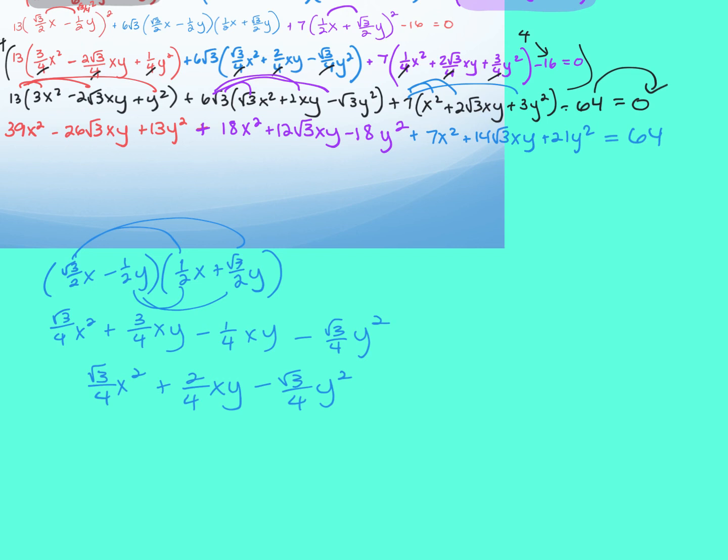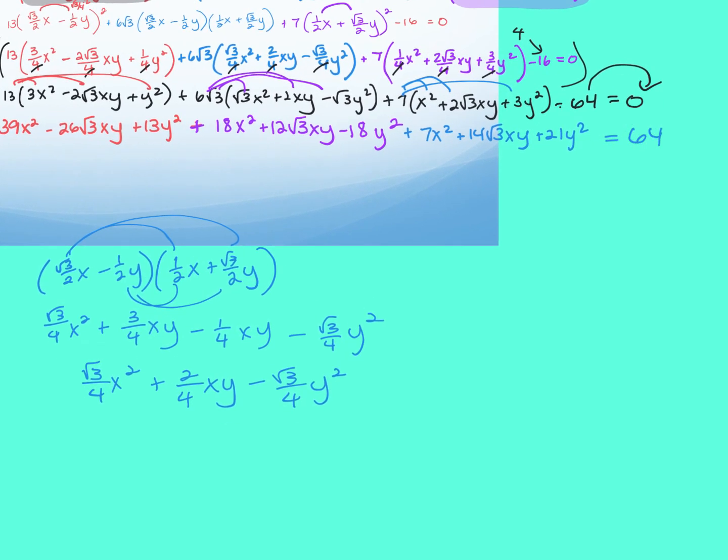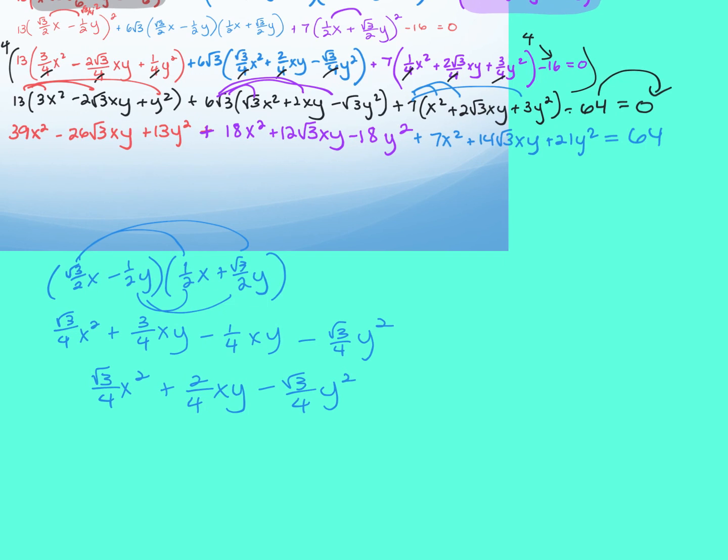Now we combine like terms, and if you've done it correct up to this point, your xy terms should eliminate. This is how you know if you're way off or you're at least on the right track. If your xy terms do not eliminate, then you've done something wrong. So look at your xy's first. I get negative 26 root 3, positive 12 root 3, so I'm at negative 14 root 3, and then positive 14 root 3. So they're gone. So at least we know that part is right.